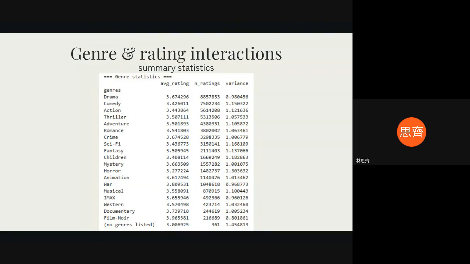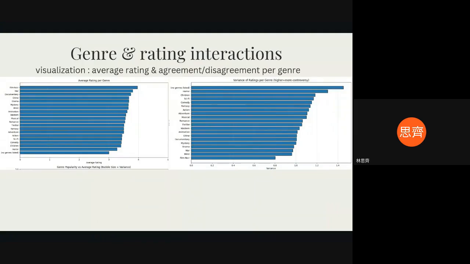Okay, next one. The graph here shows the average rating for each genre. So film noir has the highest, showing that this genre is relatively liked by its viewers.